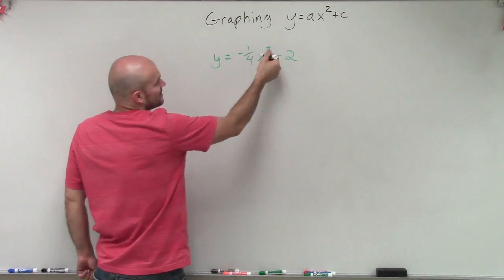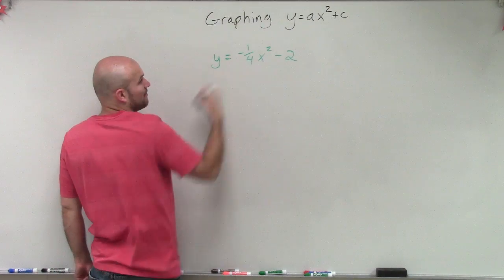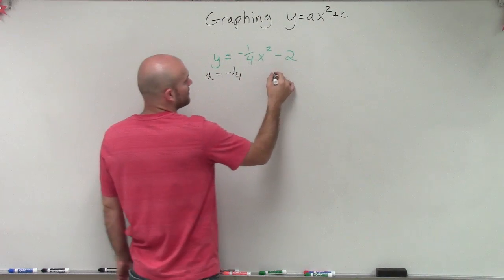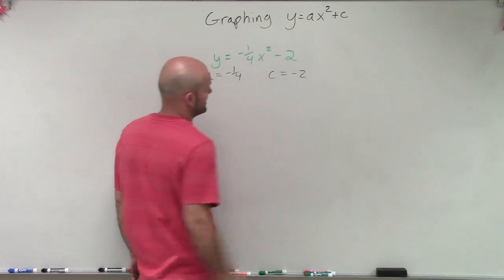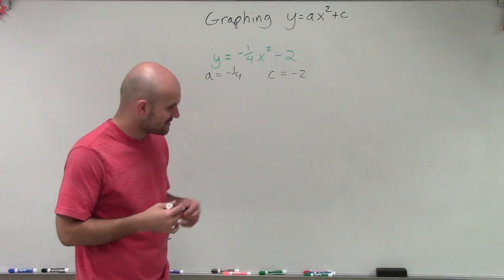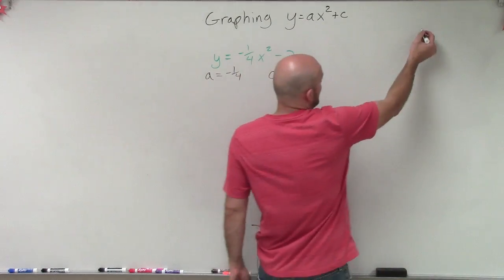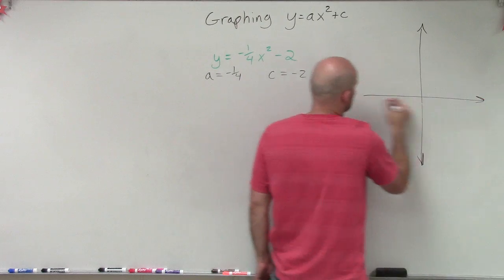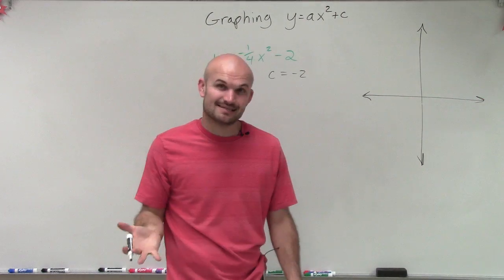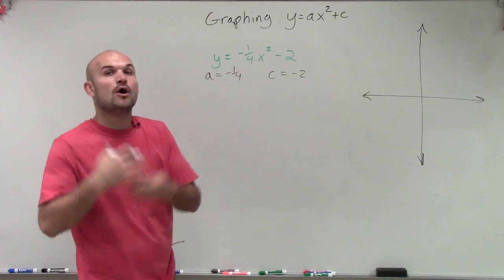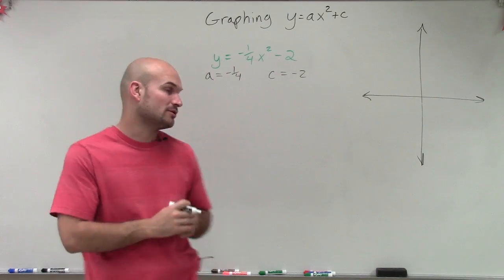Since a is the value being multiplied by our x squared, we can say a equals negative 1/4, and c equals negative 2. All right. To graph this, we just need to create an x and y table. By using a table, it's very important to always make sure we understand what the axis of symmetry is, which in this case is at x equals 0, which I will prove and show to you when we graph it.